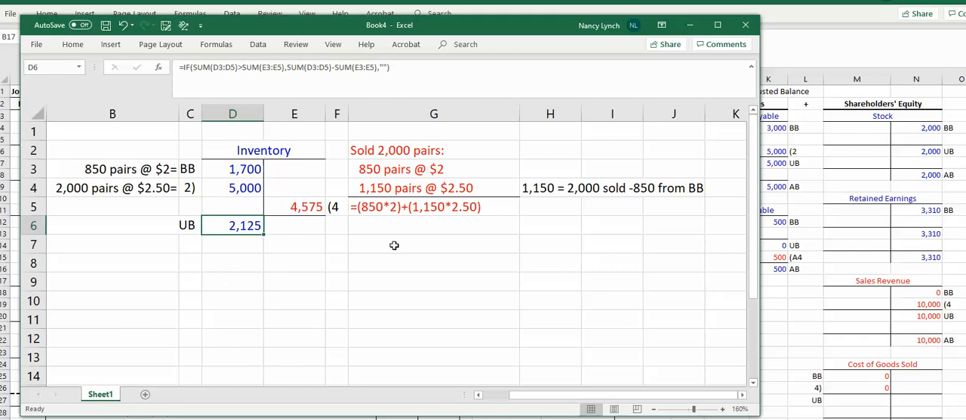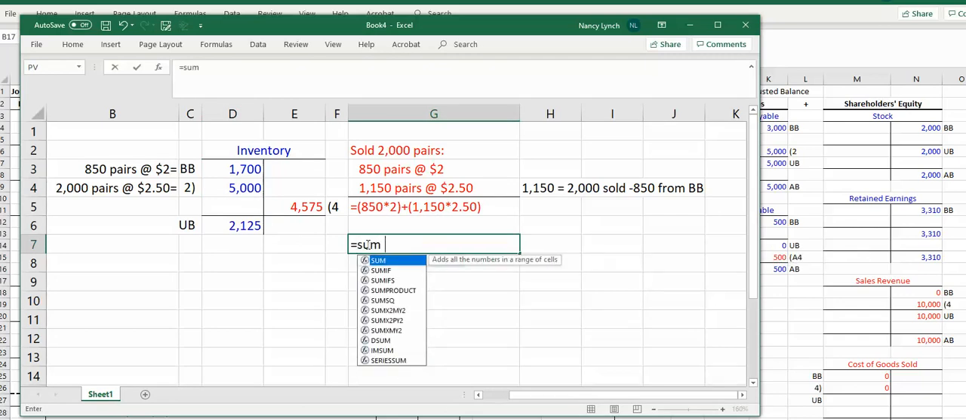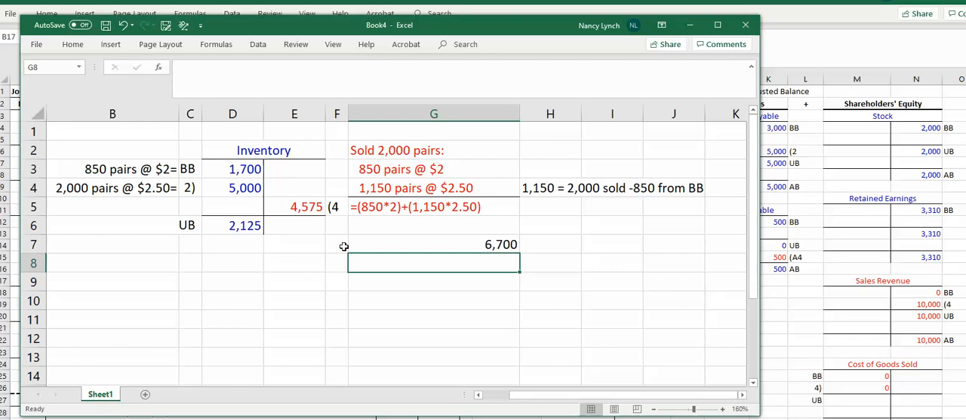So again, I showed you that the goods available to sell is equal to the sum of these. They can only be in one of two places, and that's going to be the sum of the goods that went out the door plus the goods that you still have on hand.